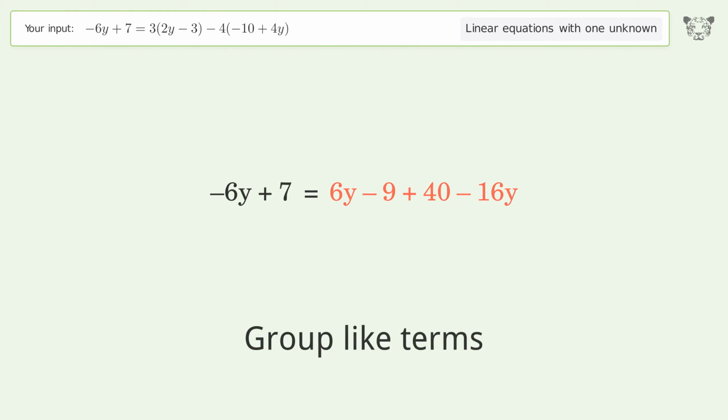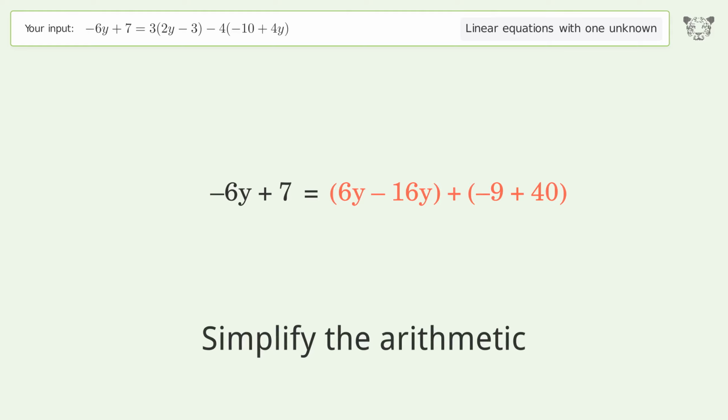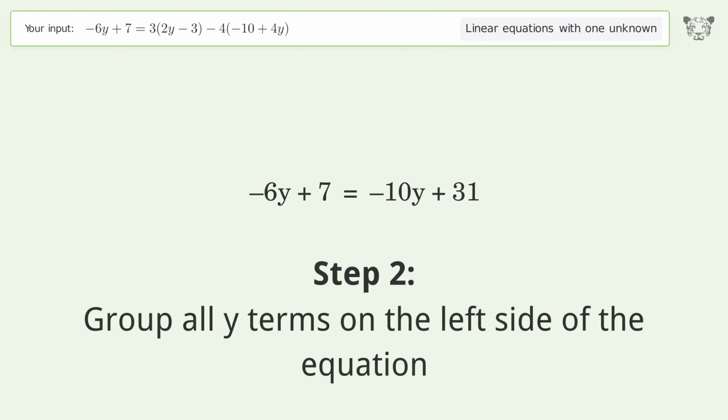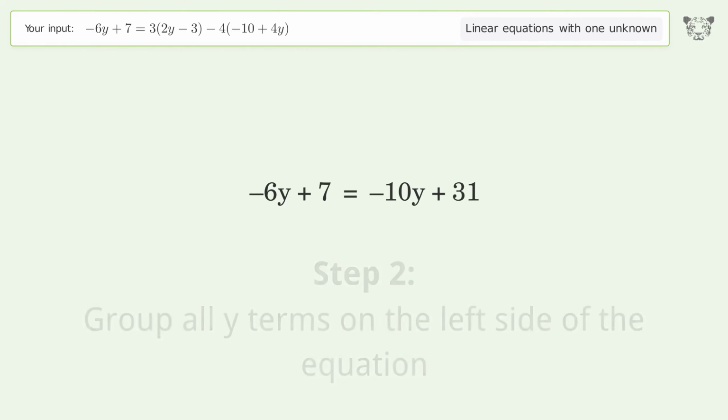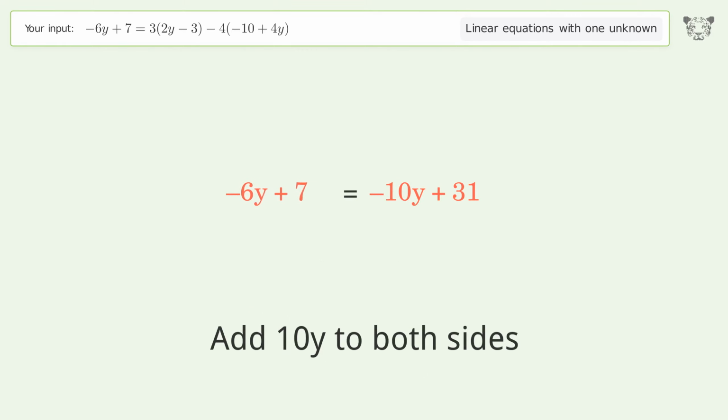Group like terms. Simplify the arithmetic. Group all y terms on the left side of the equation. Add 10y to both sides.